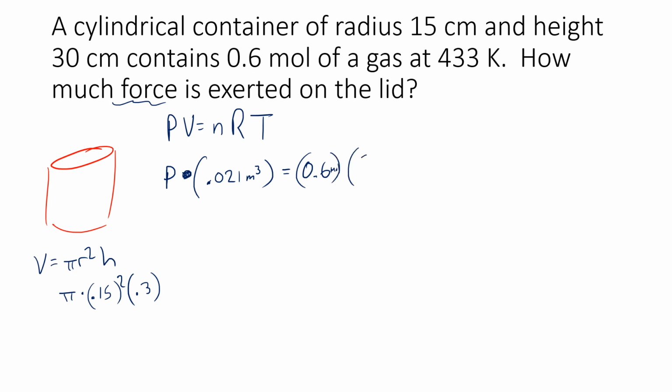Nice. Times n, little n is 0.6, because that's in moles. Times R is always the same, 8.31. Times T, we know what the temperature is, 433. So solving, we get pressure is equal to, I'm going to take it up to kilopascals, 101.8 kilopascals. Nice.